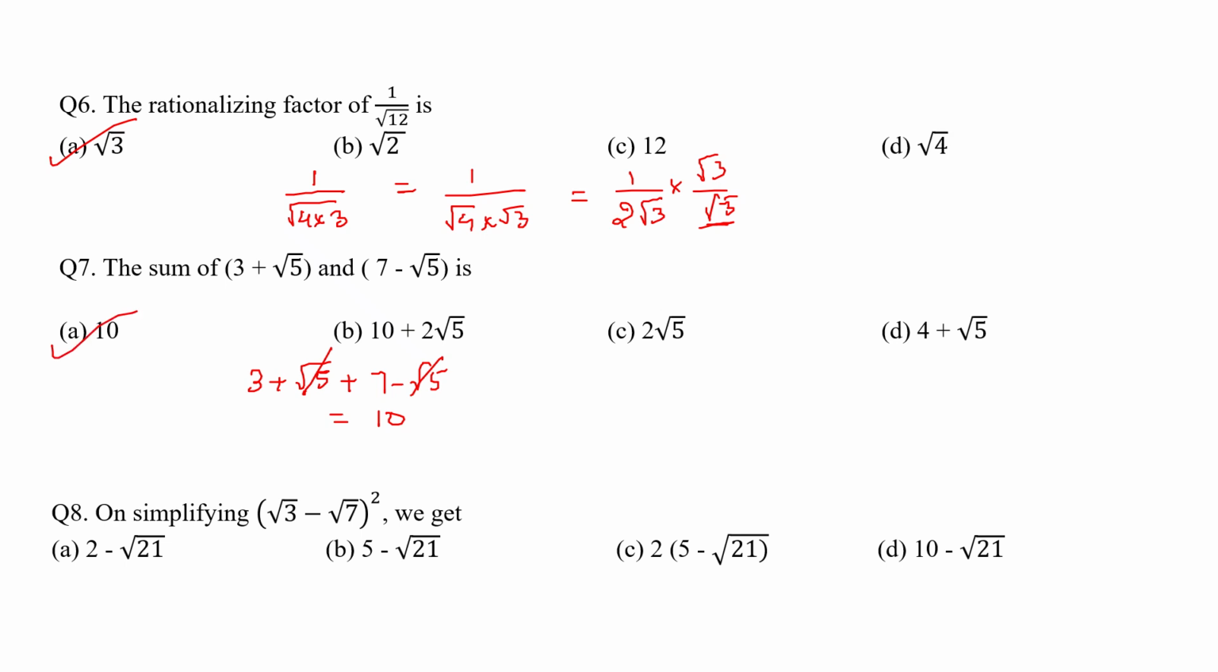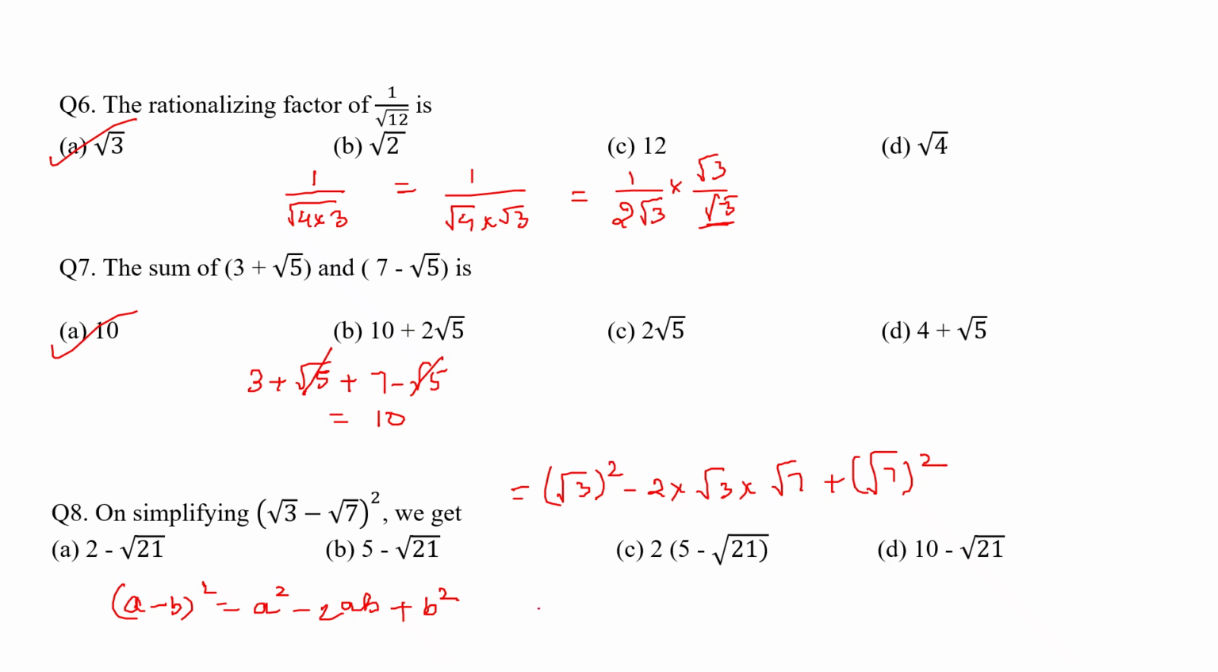Now moving to question number 8. Root 3 minus root 7 whole square. Now it is in the form of A minus B whole square, and we know that A minus B whole square is A square minus 2AB plus B square, isn't it? Let's expand this. It will be root 3 whole square minus 2 into root 3 into root 7 plus root 7 whole square. Now root 3 whole square is 3, minus 2 into root 3 into root 7 is root 21, plus 7. Now 3 plus 7 is 10, minus 2 root 21.